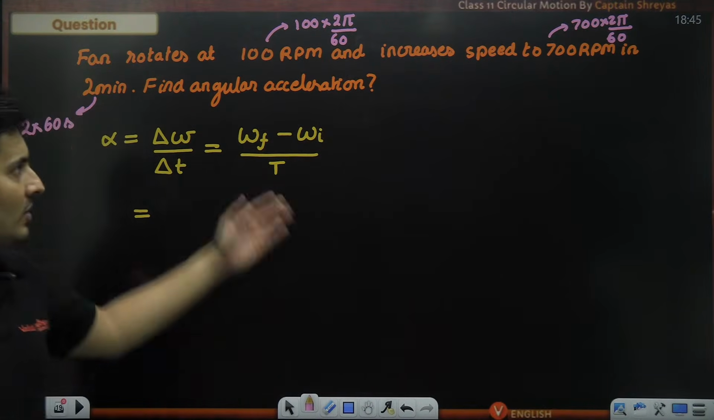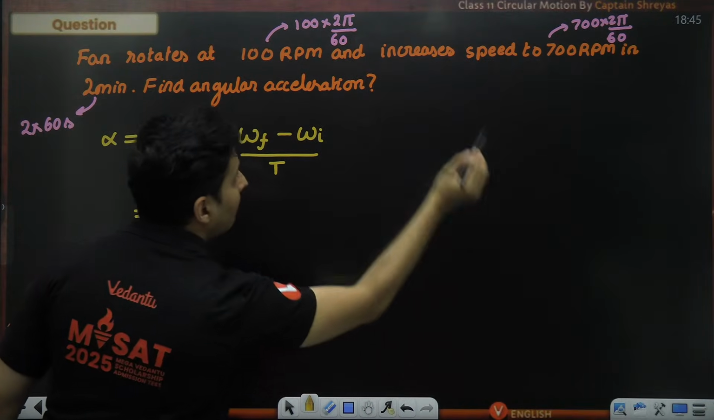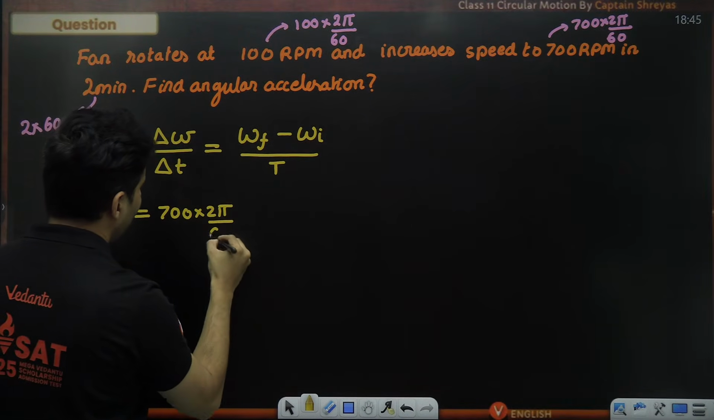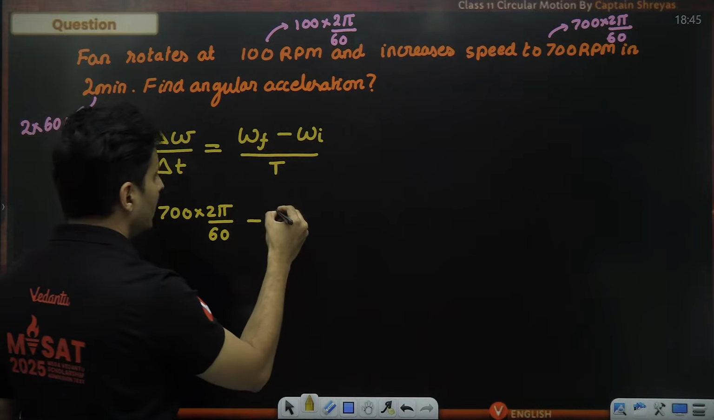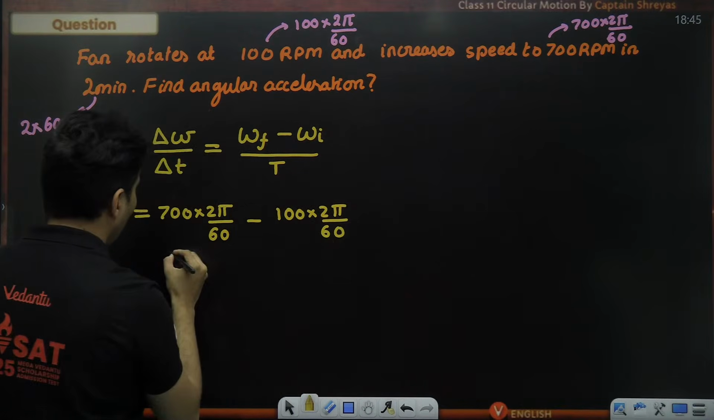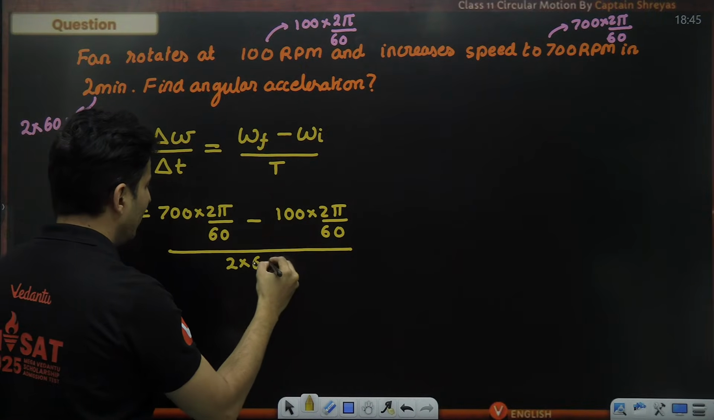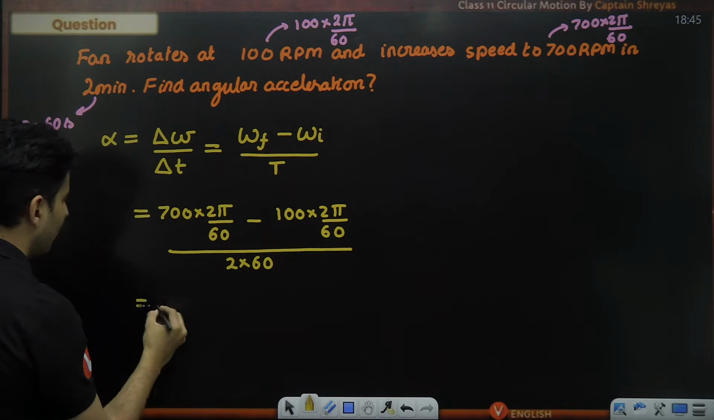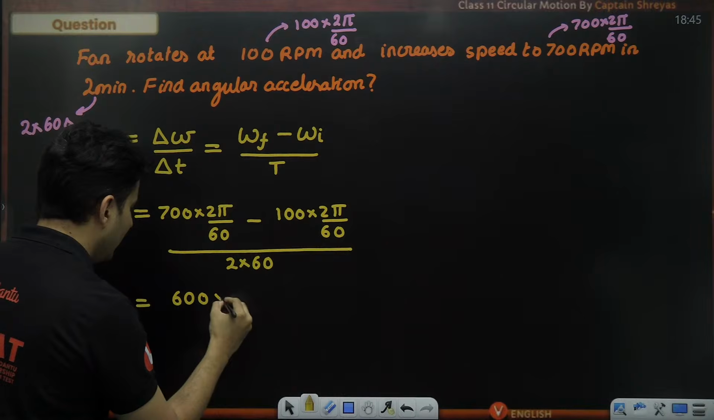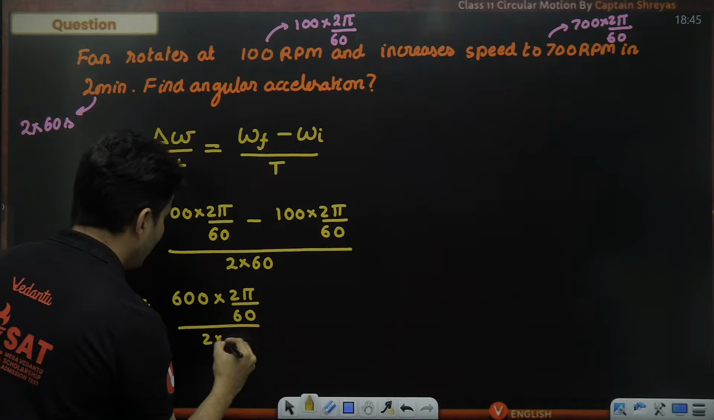So many things are there. So let's start substituting now. So final velocity is 700 multiplied by 2 pi divided by 60, minus initial is 100 multiplied by 2 pi divided by 60, whole thing divided by the time period. Time period is nothing but 2 multiplied by 60 right over here. So 700 minus 100 is nothing but 600. So 600 multiplied by 2 pi divided by 60, whole thing divided by 2 multiplied by 60.